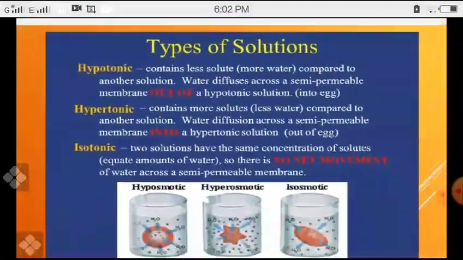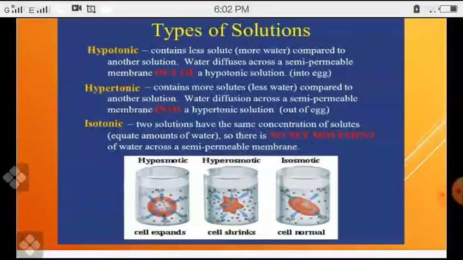There are 3 types of solutions. First, we are talking about the hypotonic solution. It contains less solute and more water. More water is seen here compared to the other solution. Water diffuses across the semi-permeable membrane, which means water moves in and out of the cell membrane, out of a hypotonic solution into the egg. More water molecules move inside the egg. Because of that, what happens? The egg or the cell expands.